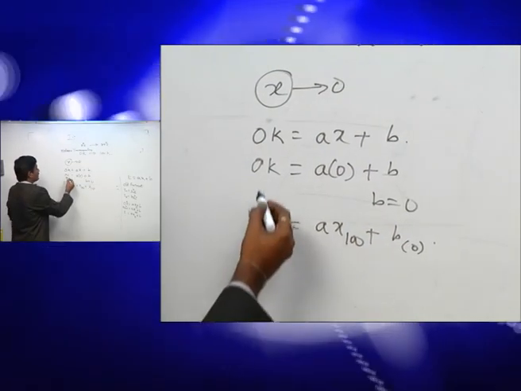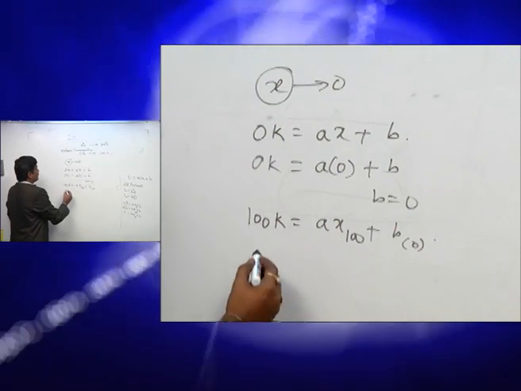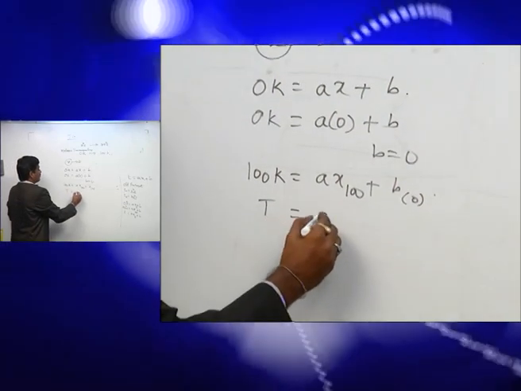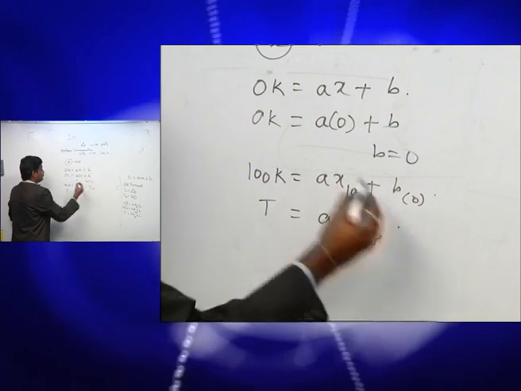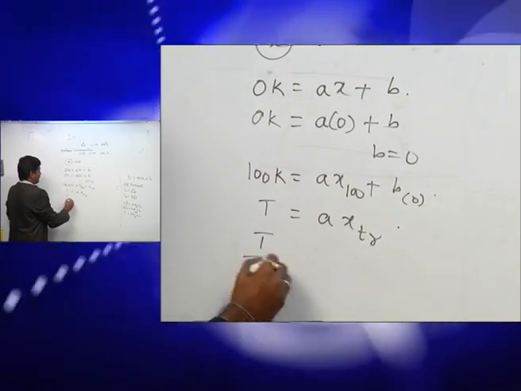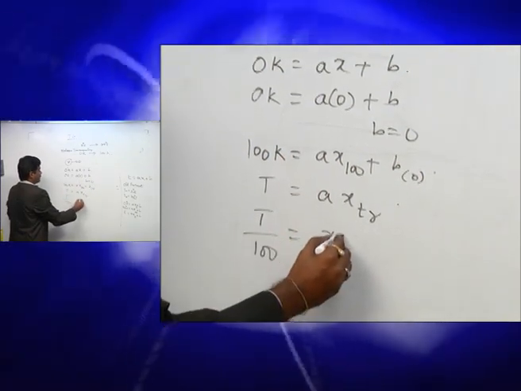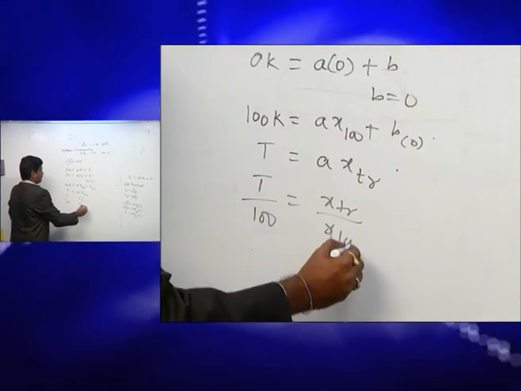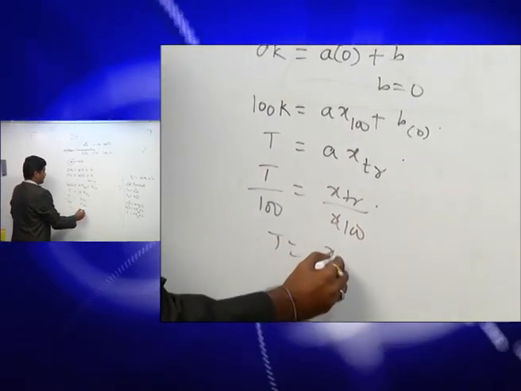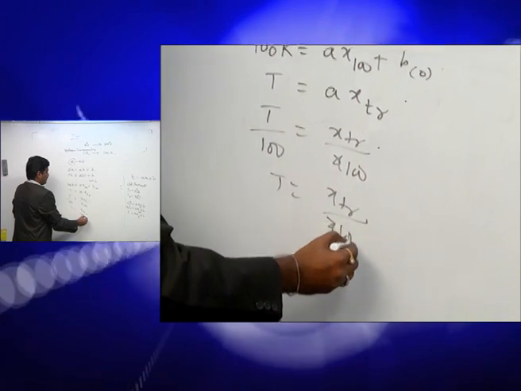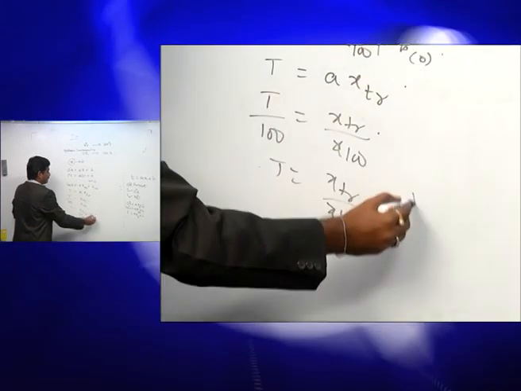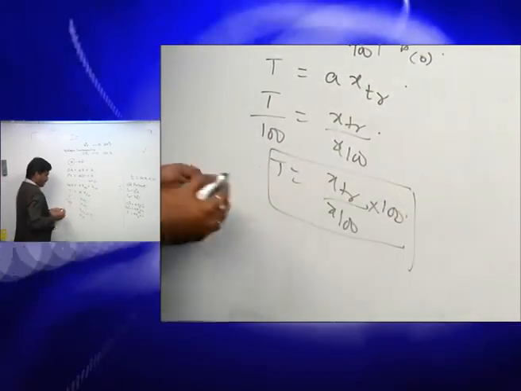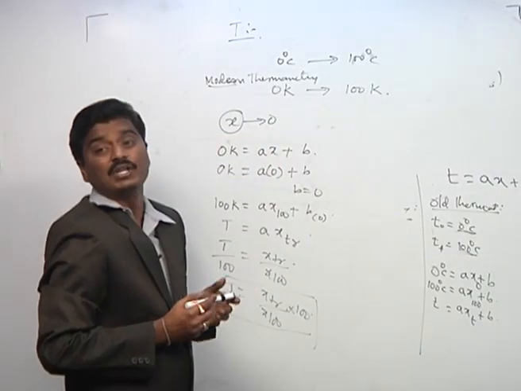So, if you are taking these equations, at temperature T equal to the triple point, XTR, T by 100 is equal to XTR by X100. So T is equal to XTR by X100 into 100 Kelvin. This way we are measuring the temperature by using the Morton thermometry.